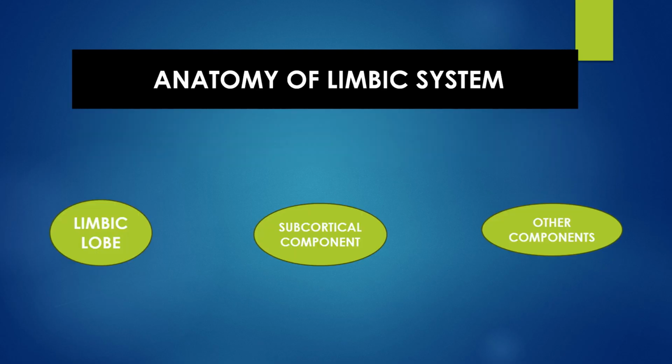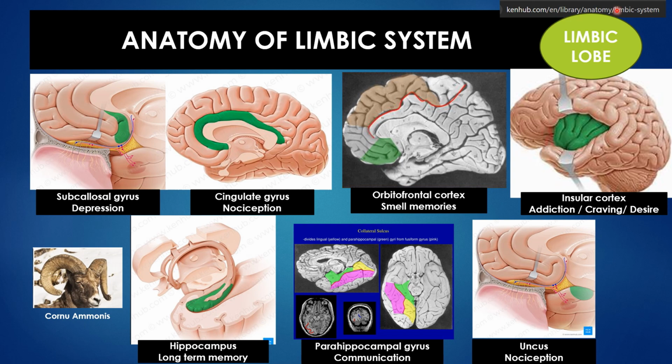Coming to the gross anatomy of the limbic system, there are three components. There is a limbic lobe, there's a subcortical component, and there are other components which are clubbed together. The limbic lobe, this I have taken from this reference. The limbic lobe basically has seven cortical elements in it.